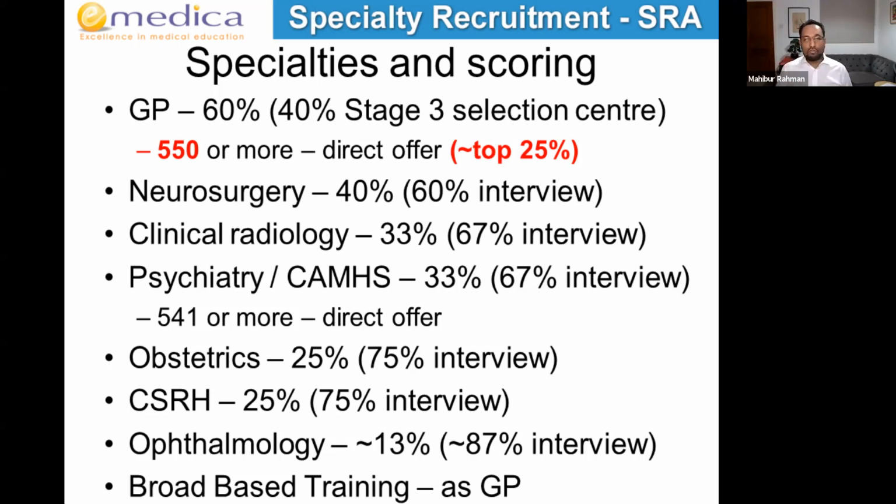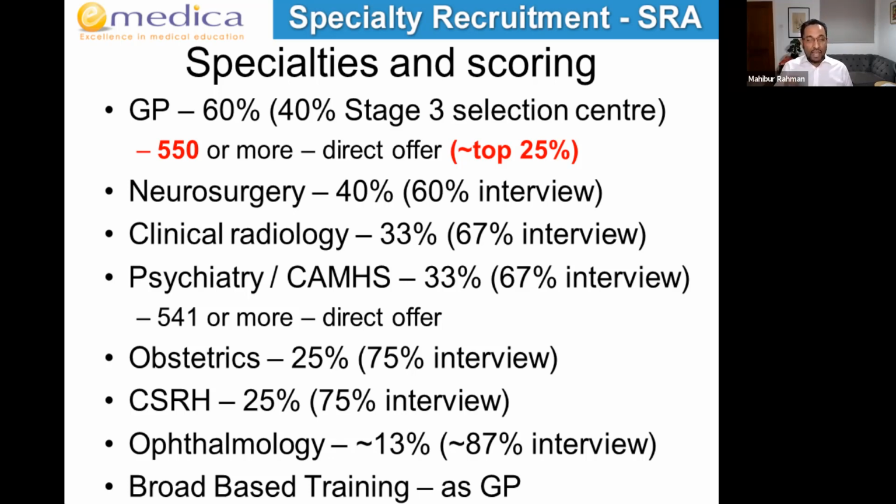Okay. Neurosurgery is a specialty that gives it the second most weight. 40% of your total weight in neurosurgery is from the SRA. The other 60% is from the interview. Radiology, two things about radiology. First of all, it's a third of the total weight. The other 2/3 come from interview. But radiology is ultra competitive. They fill all their jobs in round one, and they have done for many years.